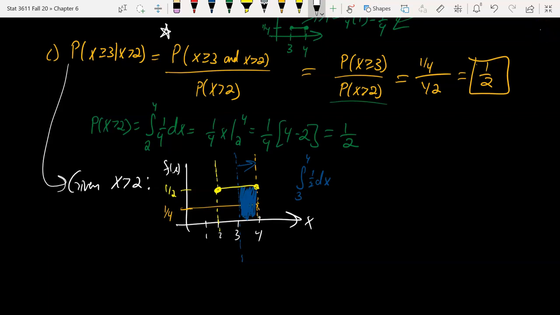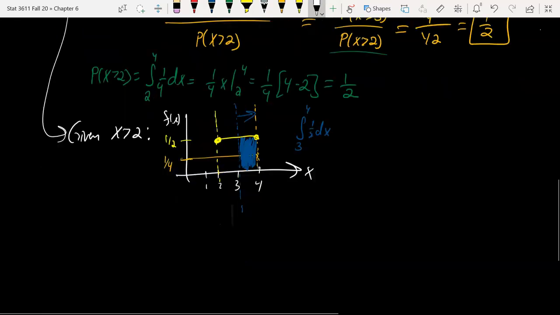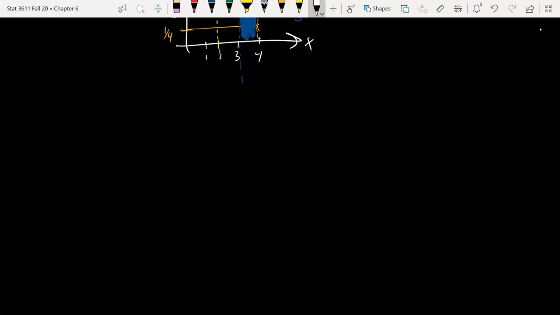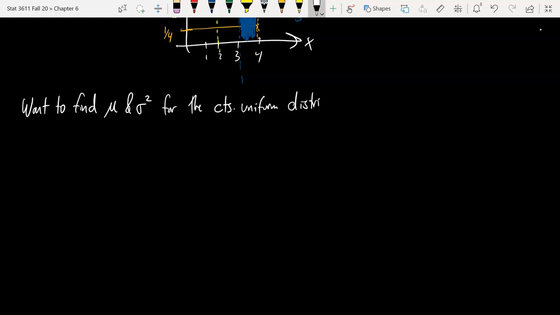All right, let's talk about the mean and the variance then of the continuous uniform distribution. We want to find the mean and variance for the continuous uniform distribution. All right, so what do we need to do here? Maybe a bit of a refresher.